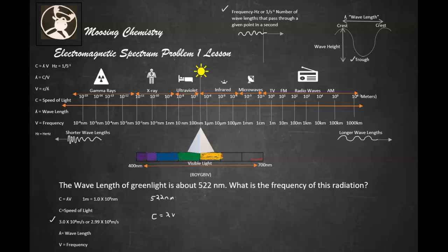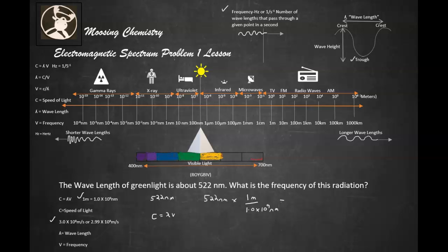So let's do the first conversion. So we go 522 nanometers times 1 meter divided by 1.0 times 10 to the 9 nanometers. Because look at this, in 1 meter there is 1.0 times 10 to the 9 nanometers.